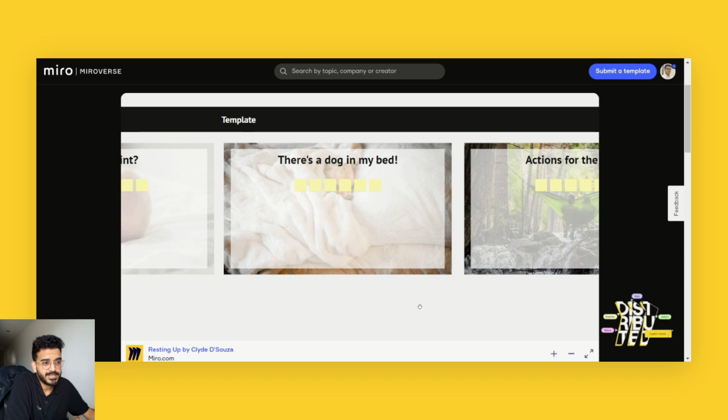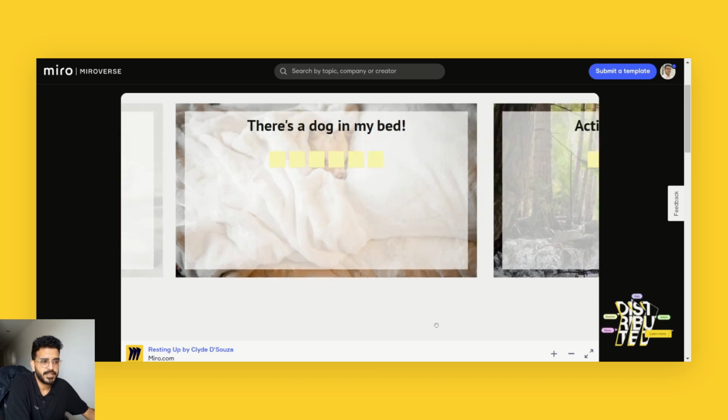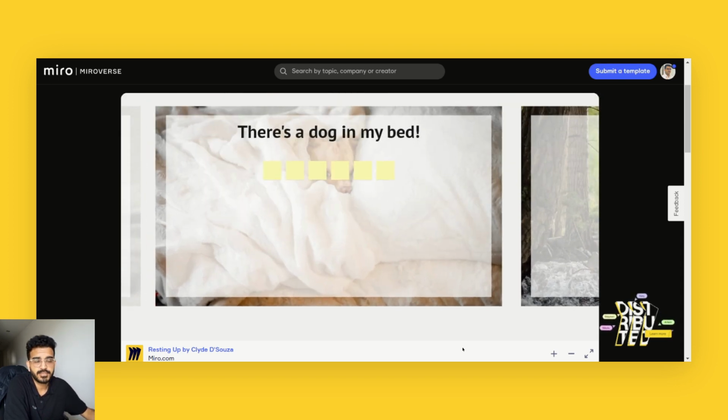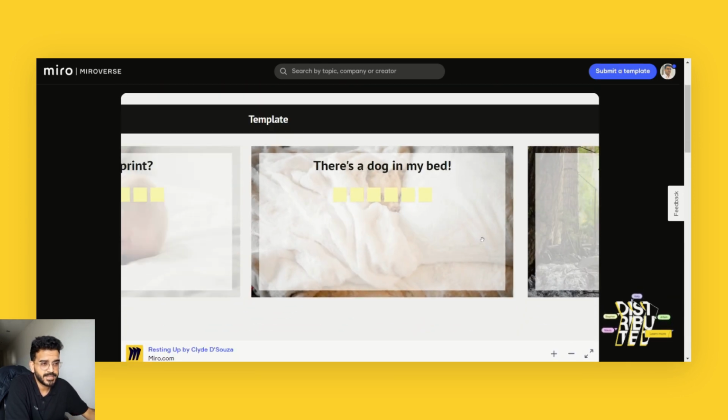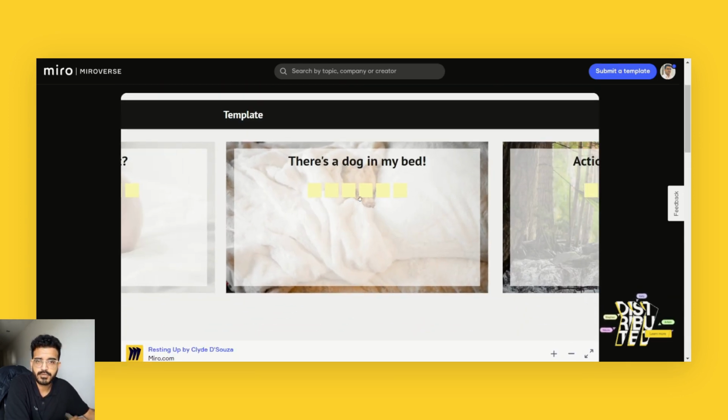The next one is, there's a dog in my bed. Now, I don't know about you, but I don't want any dogs in my bed, and if that happens, something has not gone too well. Which is why you would use this section to grab a post-it note and make a note of what didn't go so well in the last sprint.